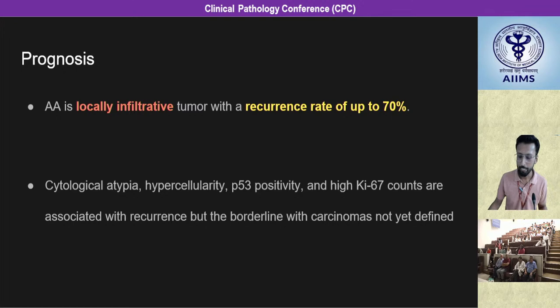Now there are certain features like cytological atypia, hypercellularity, P53 positivity, and high Ki67 index. They can be seen in cases with high recurrences, but where this tumor ends and where the carcinoma begins, the borderline between the benign tumor and the odontogenic carcinoma is not yet well defined.